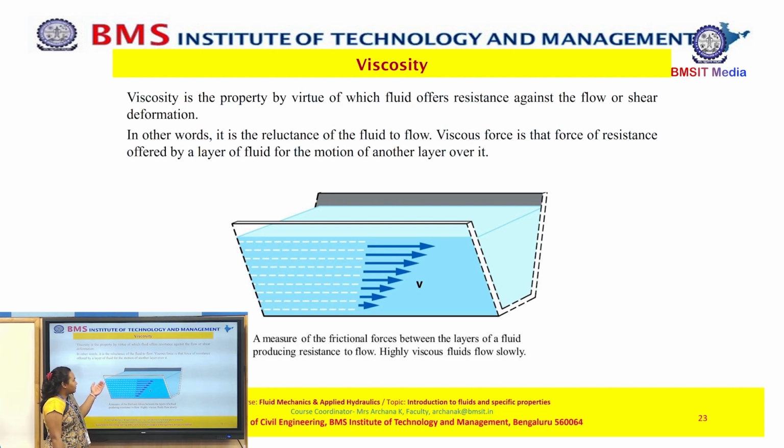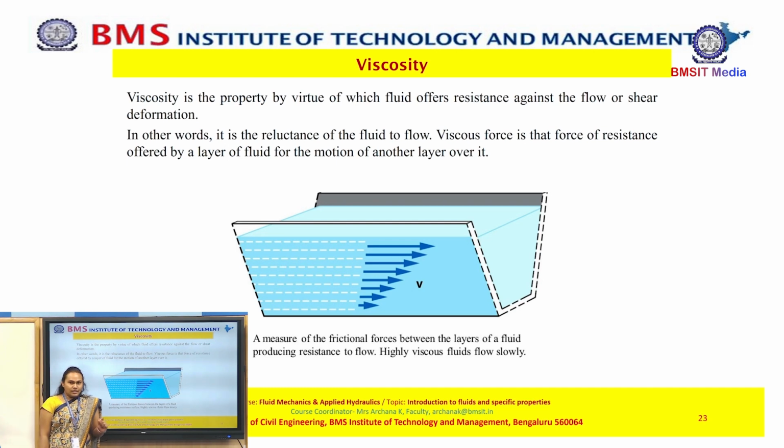Now, let's consider the friction between two layers. Suppose this is the first layer and the second one is the second layer. Between these two, there is a resistance to the flow. That is, the top layer will be moving with some velocity, but the bottom layer will be retarding this velocity. This retardation is also called resistance to flow, or it is also called viscosity. It is also known as shear resistance.